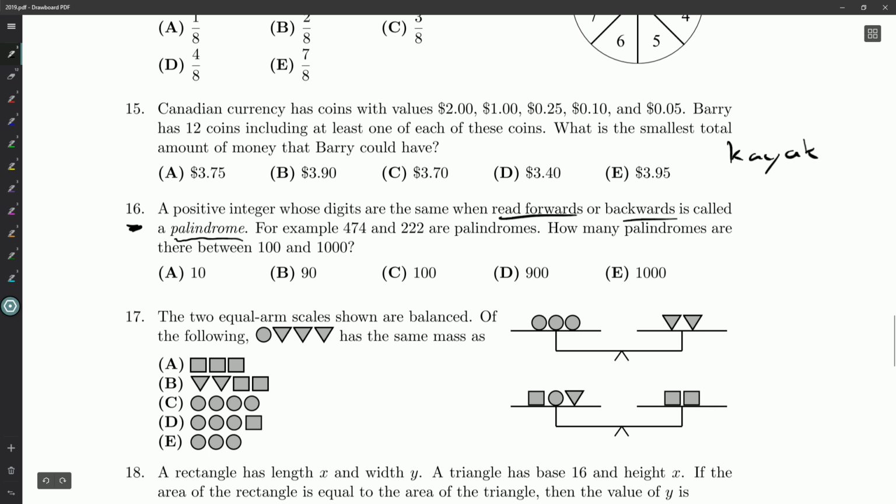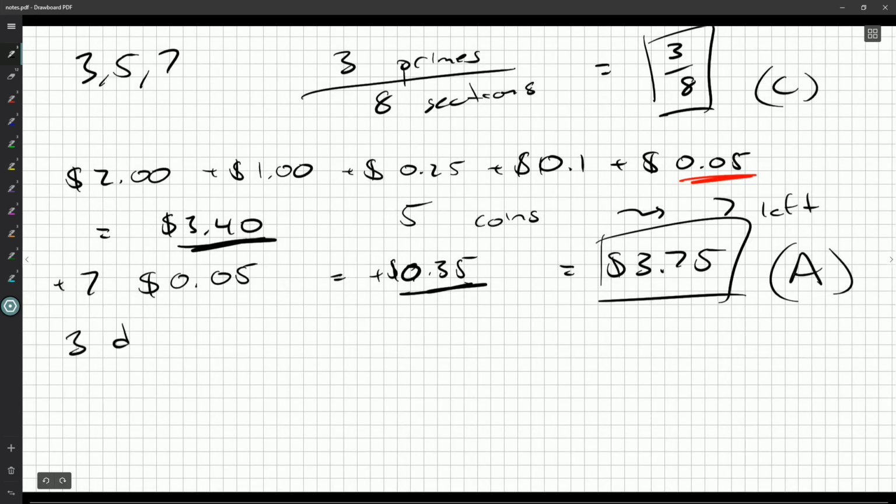And you can get really long palindromes like "rise to vote, sir." But we're dealing with numerical palindromes here, so 474, when read backwards, is 474, and 222, these are palindromes. We just want to know how many palindromes there are between 100 and 1,000. There's no confusion as to whether the endpoints are included, because 100 and 1,000 aren't palindromes at all, so we don't need to worry about them. So if they're between 100 and 1,000, they must be 3-digit numbers.